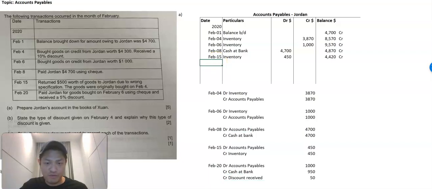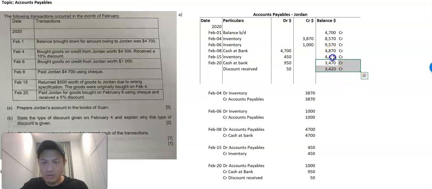So February 20th, accounts payable is going down by 1,000, and there are two entries on how it went down by 1,000. One is a 950 entry that is through cash and bank, so I'm going to put cash in bank here, and another is a 50 entry through discount received, which is in my double entry here. And this is my balance. I'll just roll the balance like I always do. 4,420 less 950 equals this amount, and this amount less 50 equals this amount.